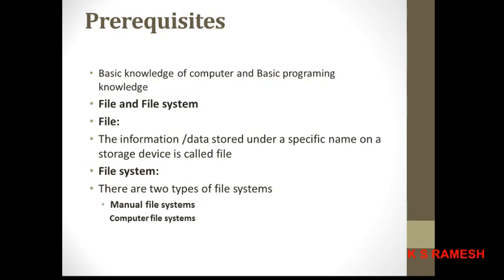As long as the collection of data was relatively small and organizations had few reporting requirements, the manual system served its role. As organizations grew and reporting requirements became more complex, keeping track of data in a manual system became more difficult. That's why they moved into the computer file system.